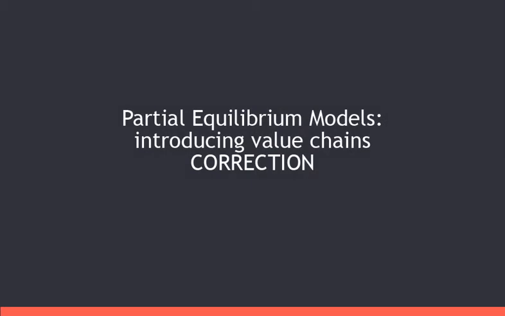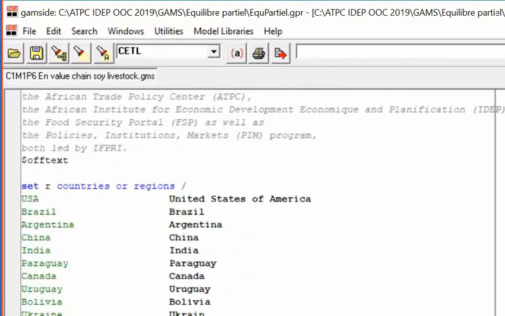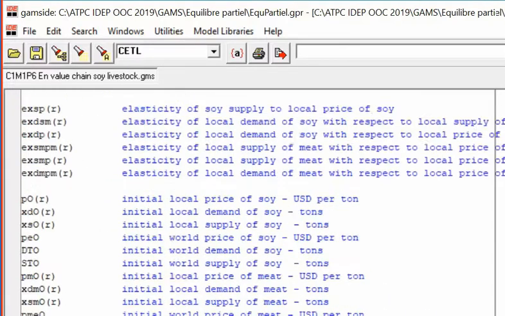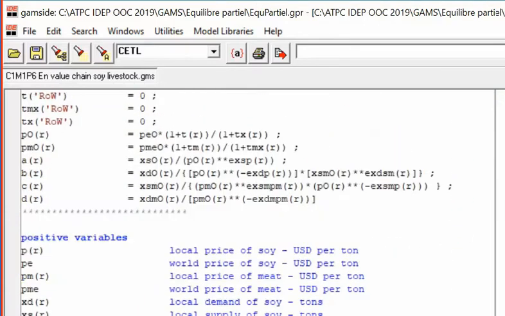So let me present now the correction of the last assignment that I gave you in the module 1. So here is the GAMS file for the correction of the partial equilibrium model with the introductions of value chain. So I'm starting with the model itself. So the model itself is here.